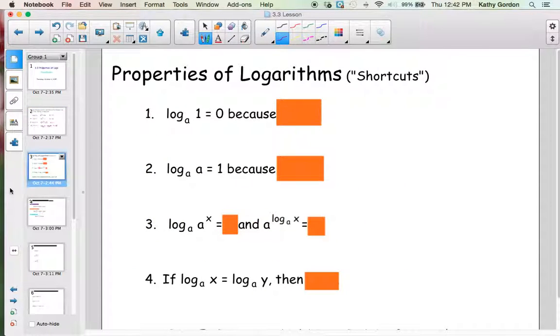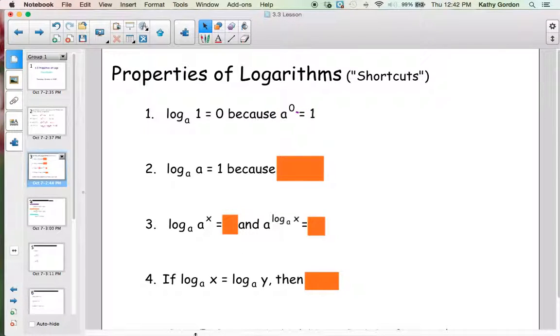So, the actual properties themselves. Log base A of 1 is going to equal 0, because of what happens when we write the exponential. I would be taking A to some power to get 1, and that would have to be the 0 power. The log base A of A, where we get that matching base with what I'm taking the log of, is always going to have to equal 1, because when I rewrite it in exponential form, A to the first power has to give me the A.